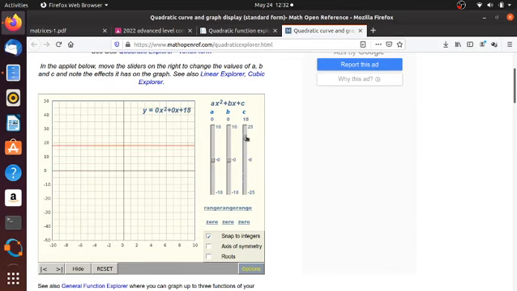It does not change the shape or the orientation. Now you can see that the line is parallel to the x-axis. It only shifts the function up and down. Now let's make it 0 again. Now let's see what happens when you change b. So a equals 0 and c equals 0, but b can change. That means y equals bx.